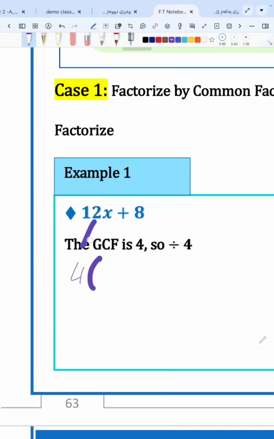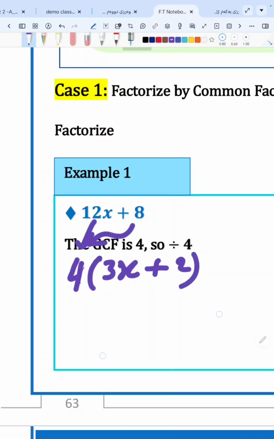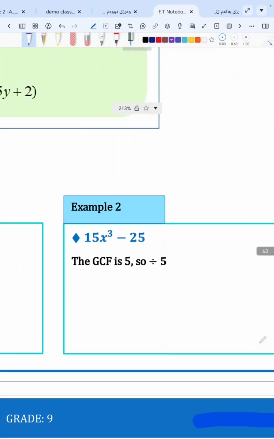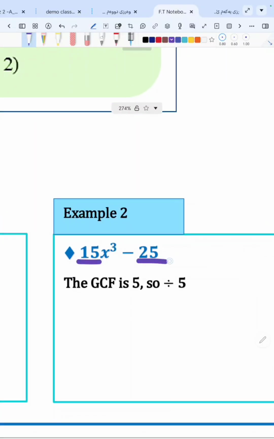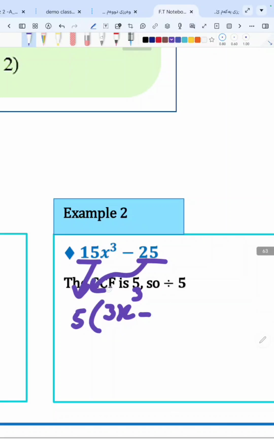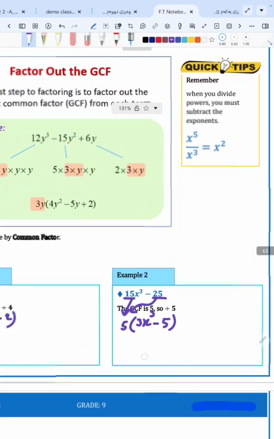Now we'll say 4. Okay, 12 divided by 4 is 3. X divided, there is no x, so we just write x as it is, plus 8 divided by 4, it's 2. That's the answer. The other one, between 15 and 25, 5 is the GCF. So 15 divided by 5 is 3x power 3, minus 25 divided by 5, it is 5.